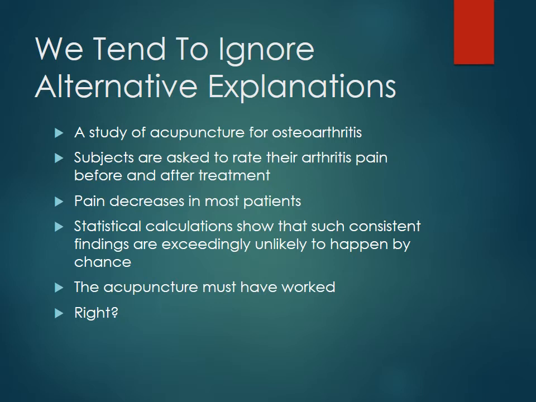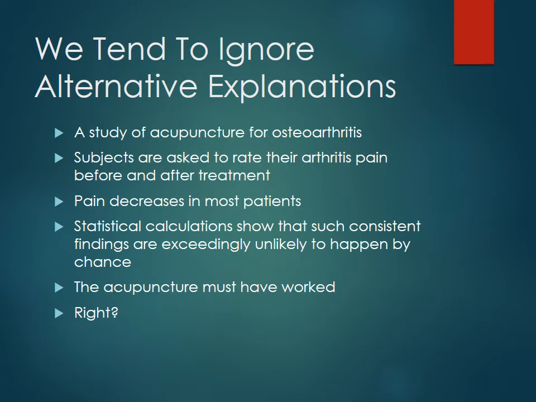We tend to ignore alternative explanations for some of the results that we see in our data. So say, for instance, we were doing a study looking at acupuncture for osteoarthritis, and the subjects were asked to rate their arthritis pain before and after the treatment, right? That sounds pretty easy. What are some ways you could rate pain? 1 to 10. Sad face to happy face. You do the faces. You can use a visual analog scale, which is like a 10 centimeter scale, and you can just point at where your pain is.